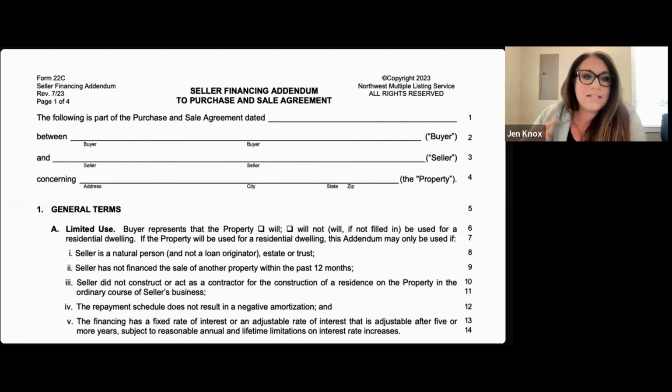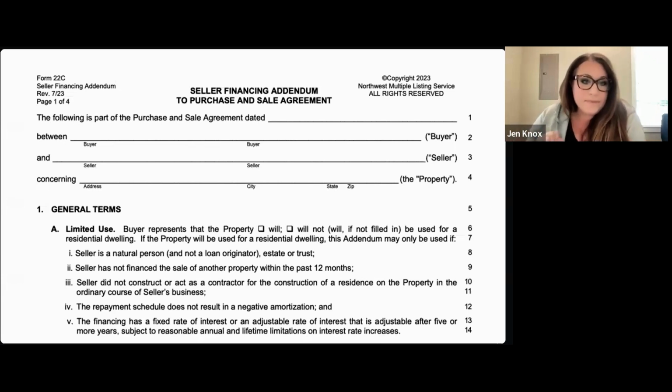So number one, the seller has to be a natural person. They cannot be a lender. They can't be an estate or a trust. It has to be a person. Number two, the seller has not financed the sale of another property within 12 months. So the seller can't just go buy and then sell, buy, sell, buy, sell. These are not flipping methods. And that's because liens get placed, liabilities get placed.